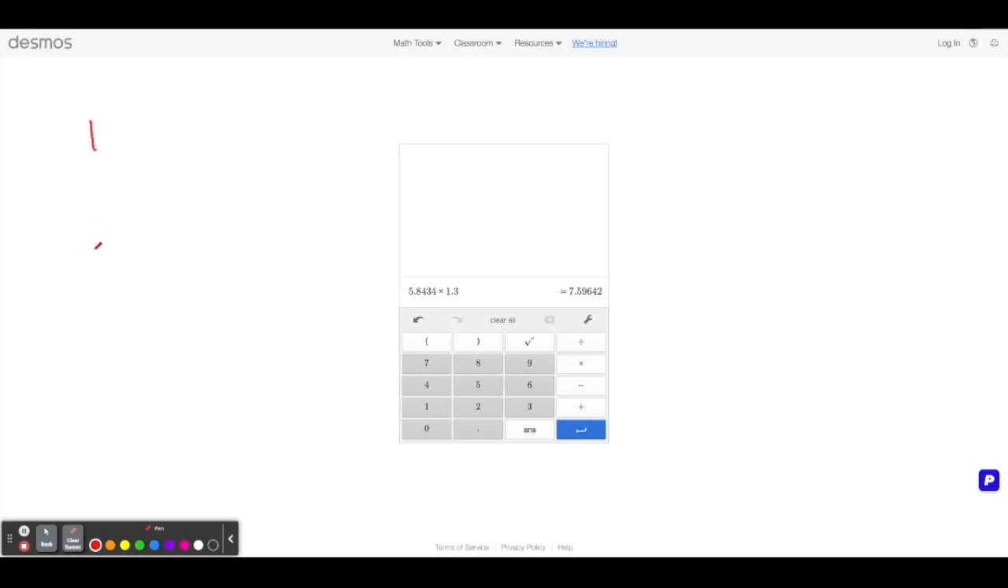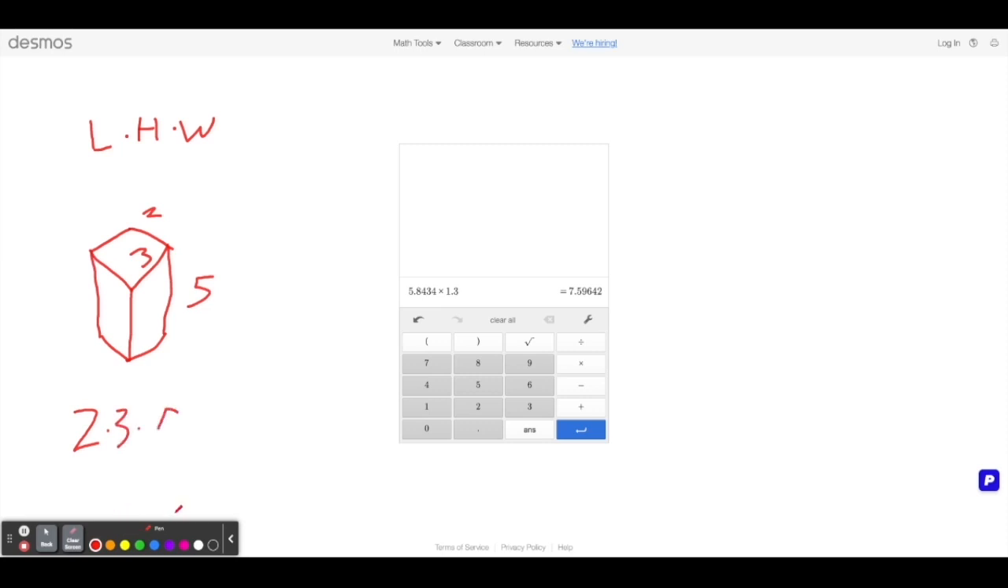The formula to calculate volume is length times height times width. The formula to calculate surface area, or just a two-plane, is length times height. So for the height, let's put 5. For the width, let's put 2. And for the length, let's put 3. You just do 2 times 3 times 5, which is 6 times 5, which is 30.